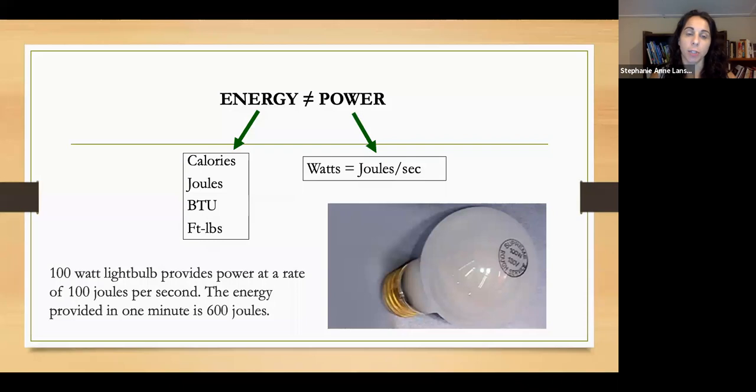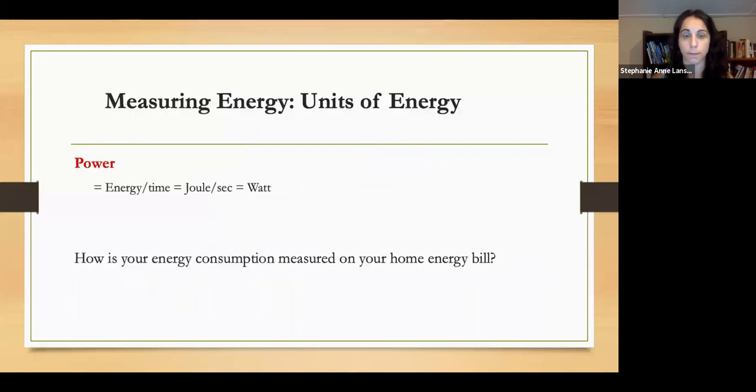When we think about energy, again, we're talking about calories, joules, BTUs, feet, pounds. And when we think about power, we're talking about watts, kilowatts, megawatts. And a watt is defined as a joule per second. So if we look at this 100-watt light bulb, it provides power at the rate of 100 joules per second. The energy provided in 1 minute from this light bulb is 6,000 joules. So again, power is energy per time, which is joules per second, which is a watt.